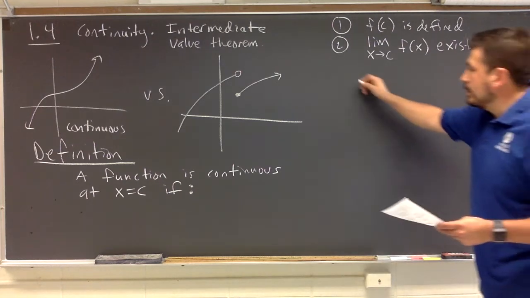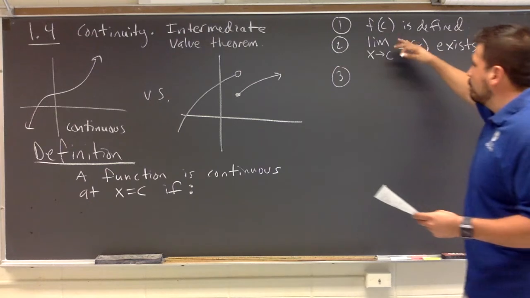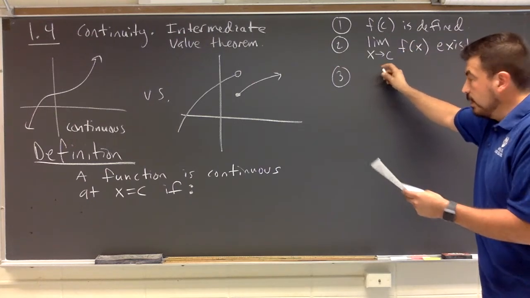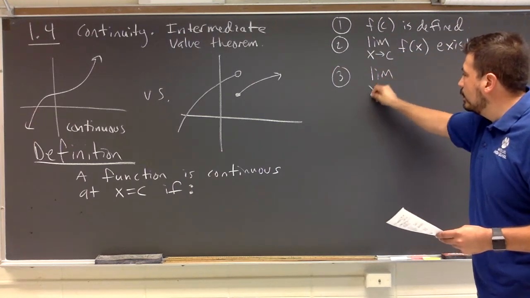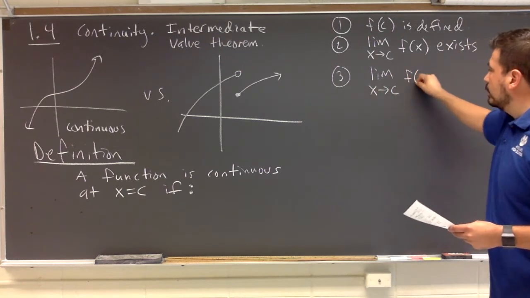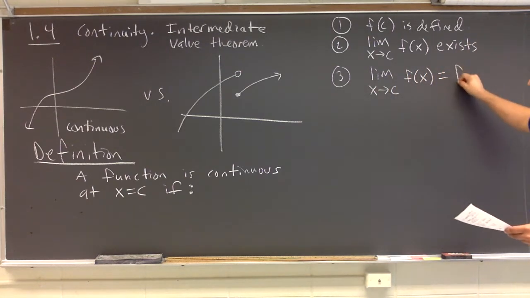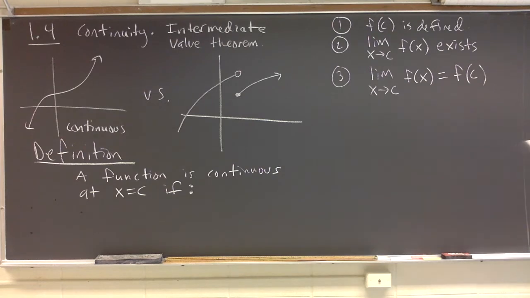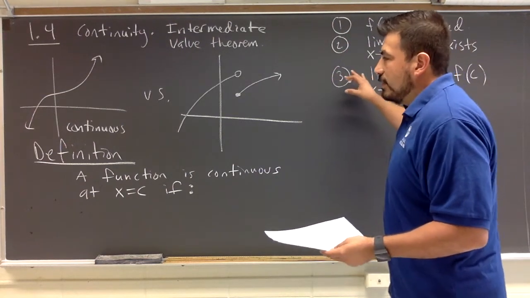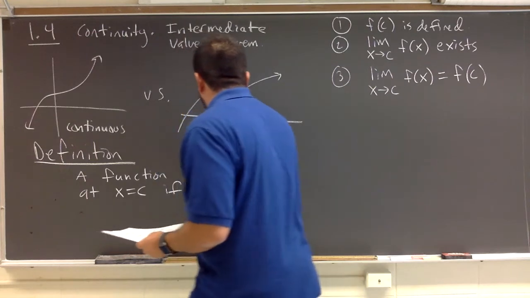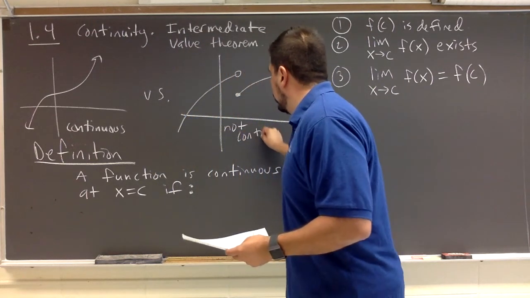And the third thing is we kind of merge these two together. We say that the limit as x approaches c of f of x is exactly the value that you would get when you plug c into the function. We'll explore that in a little bit with an example. But now this begs the question, so if this is what it means to be continuous, right? This is not continuous.